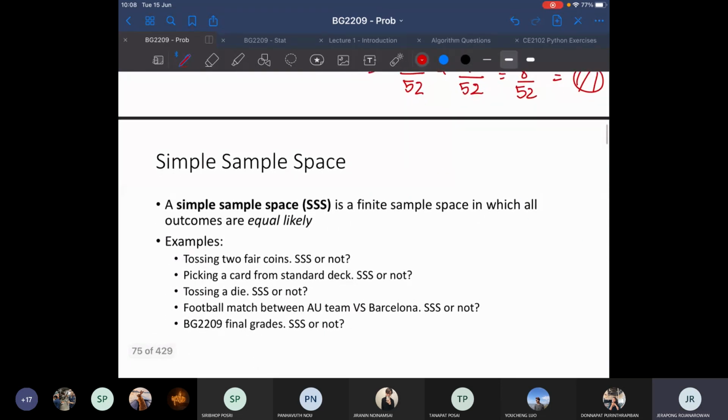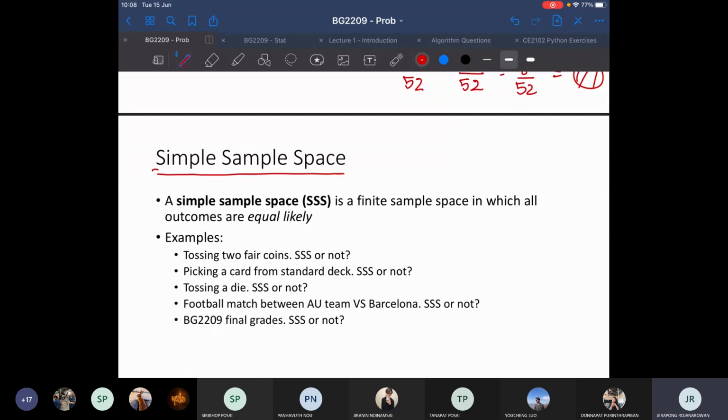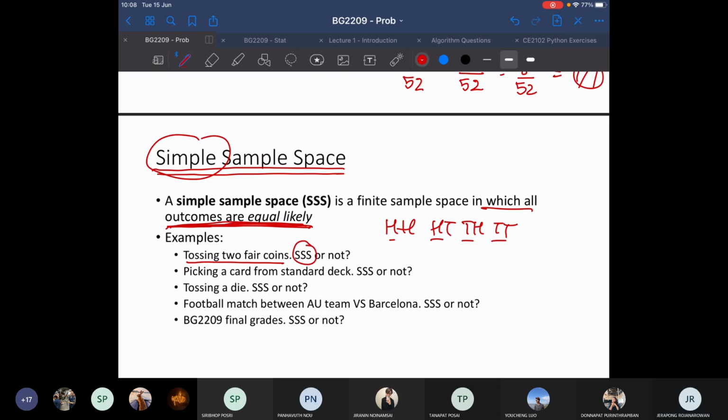Another one is a simple sample space. A simple sample space is when the outcomes are all equally likely. Outcomes have the same probability, so to speak. For example, tossing 2 fair coins, what do you get? Head-head, head-tail, tail-head, and tail-tail. We know that they are going to have the same probability, right? So this one is a simple sample space.